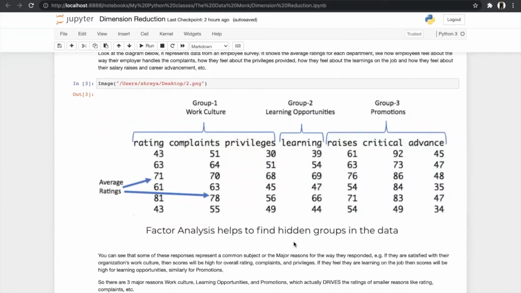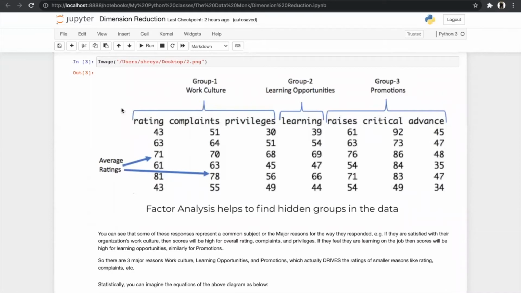You can see that some of these responses represent a common subject or major reason for the way they responded. If they are satisfied with their organization's work culture, then the score will be high for overall rating, complaints, and privileges. If they feel they are learning on the job, then the score will be high in learning opportunity, and similarly for promotion. So there are three major reasons: work culture, learning opportunity, and promotion, which actually drive the ratings of smaller reasons like rating, complaint, privilege, learning, and so on.